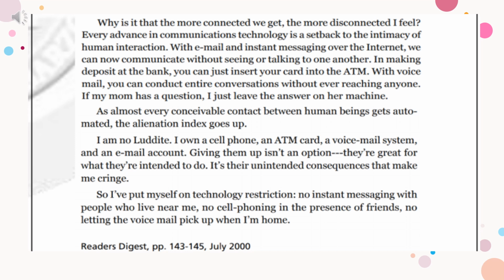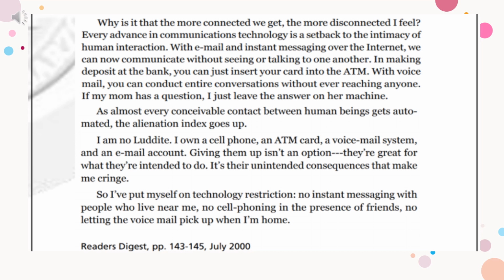Why is it that the more connected we get, the more disconnected I feel? Every advance in communications technology is a setback to the intimacy of human interaction. With email and instant messaging over the internet, we can now communicate without seeing or talking to one another. In making deposits at the bank, you can just insert your card into the ATM. With voicemail, you can conduct entire conversations without ever reaching anyone.